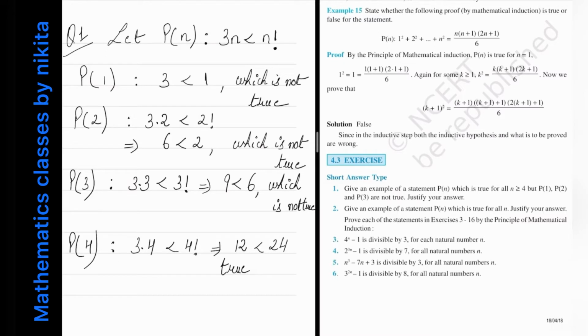तो आप देख सकते हो P1, P2, P3 are not true, but P4 is true. That means आपका base case true है.